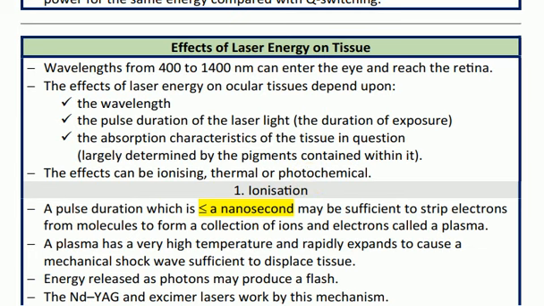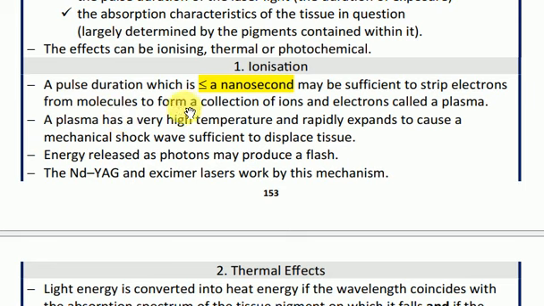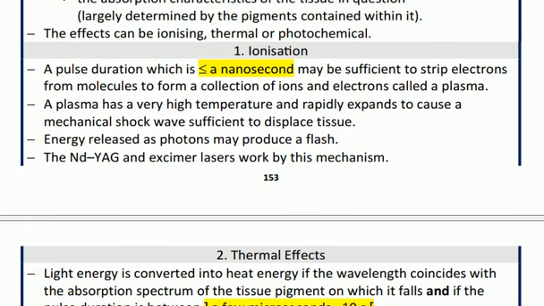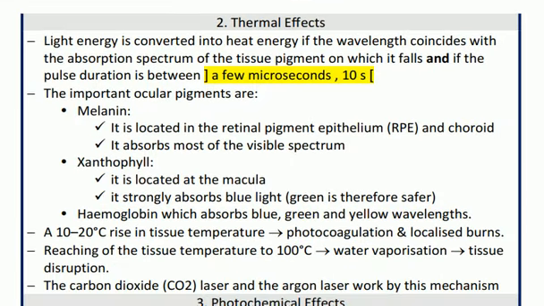First one is ionization. A pulse duration less than or equal to a nanosecond may be sufficient to strip electrons from molecules to form a collection of ions and electrons called a plasma. Plasma has a very high temperature and rapidly expands to cause a mechanical shock wave sufficient to displace tissue. Energy released as photons may produce a flash. The Nd:YAG and excimer lasers work by the ionization mechanism.